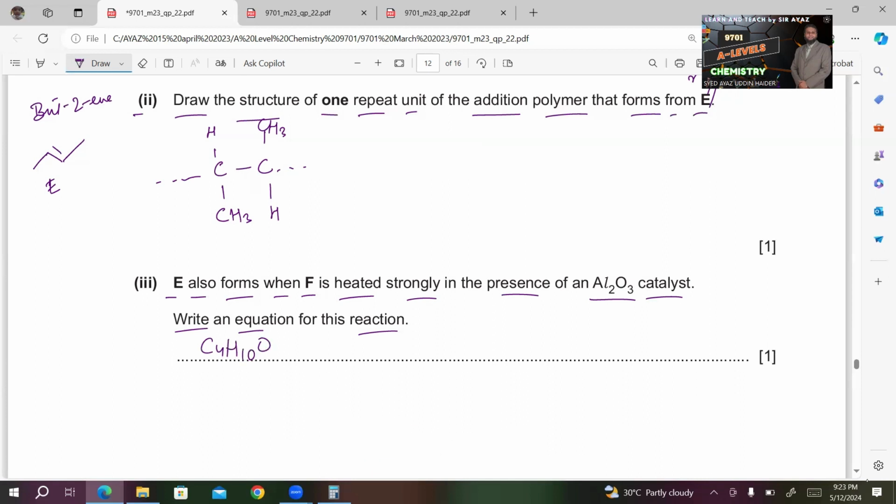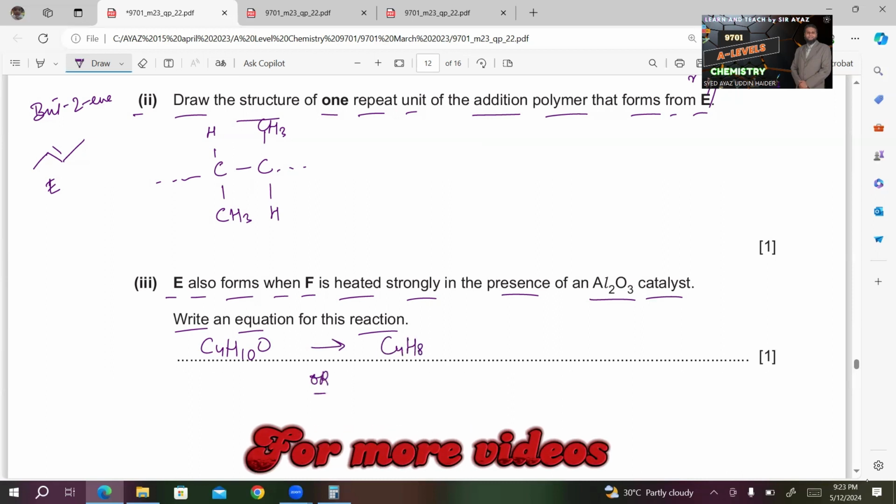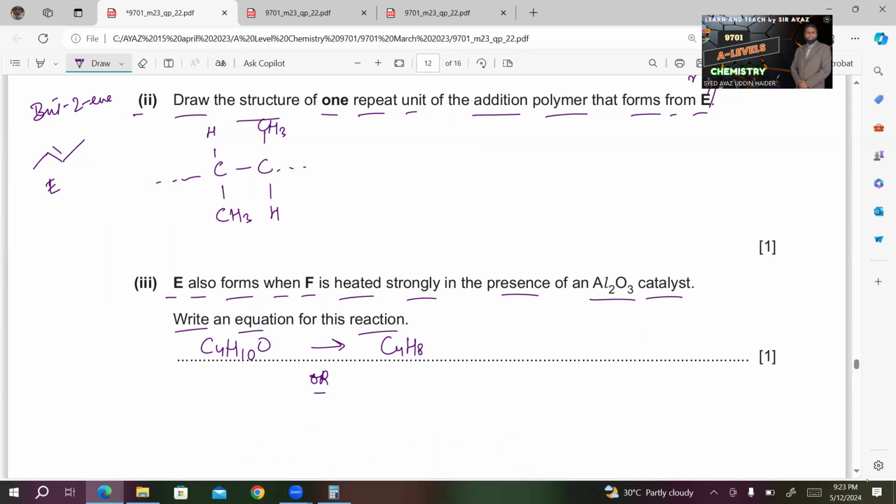C4H10O giving C4H8. Or you can even write the structural formula. So we'll have CH3, CH, we have OH on the second carbon, then we have C2H5, giving CH3, CH, double bond, CH, CH3. And definitely we will also get water as the other product in this reaction.